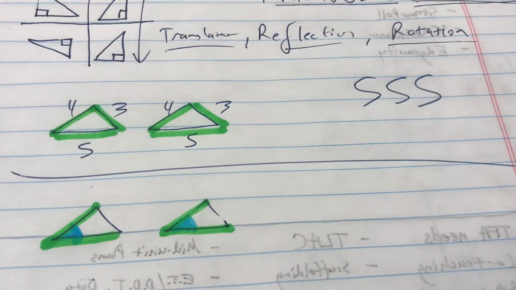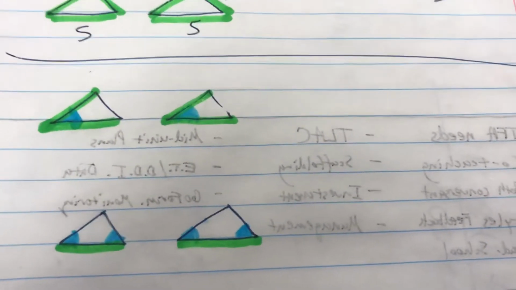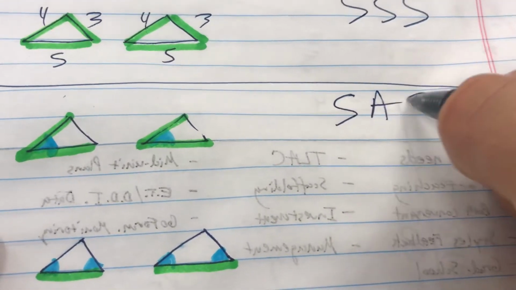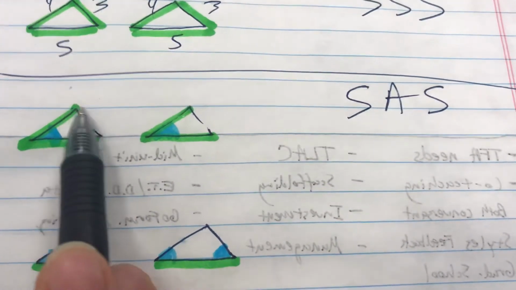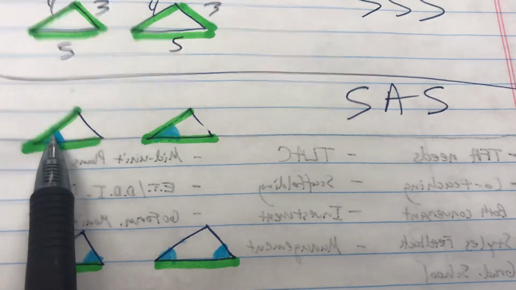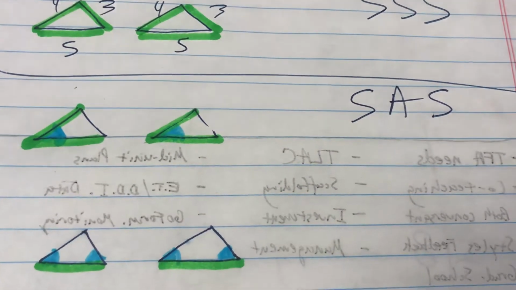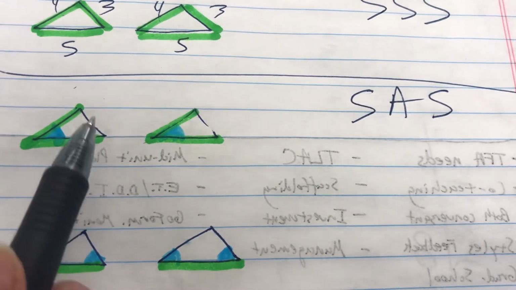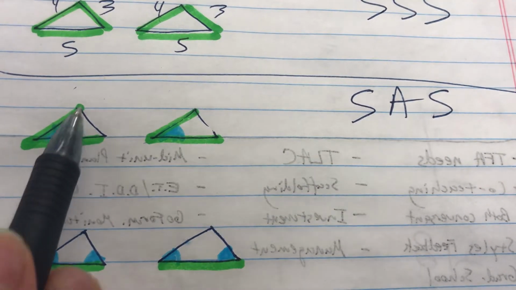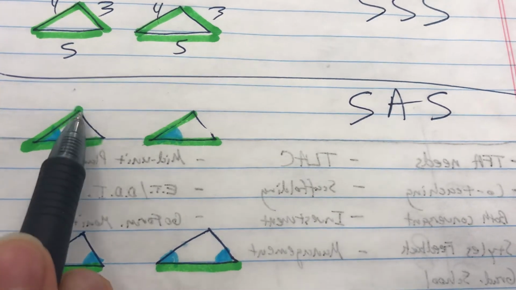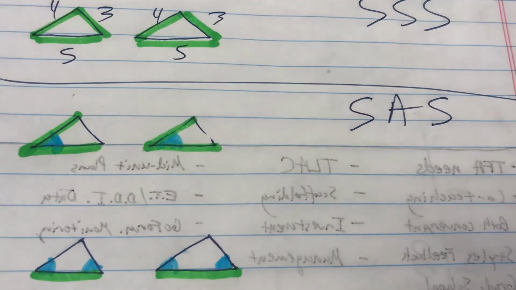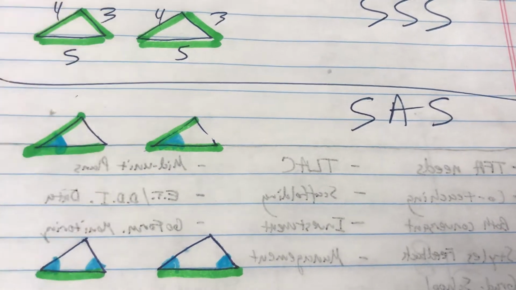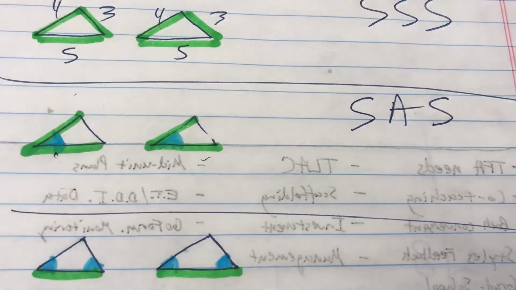Now the next one that you have to learn, which is pretty new, is what you see here, which is side, angle, side, okay? If you know one side, an angle in between, and another side, you can make a prediction that based on the length of this side and the length of this side, this side has to be equal to this side. That's what side, angle, side is about. If you're given a side, an angle in between, and another side, that proves that these two triangles are congruent.